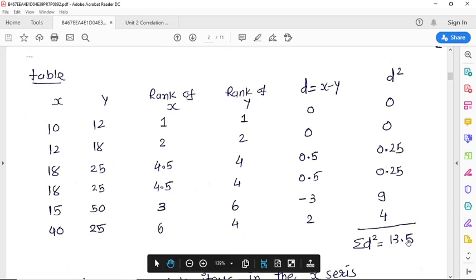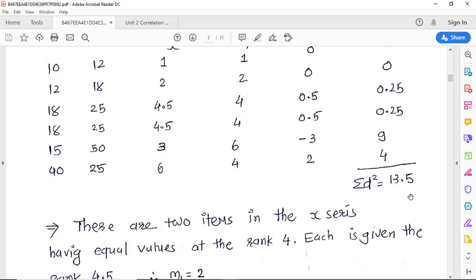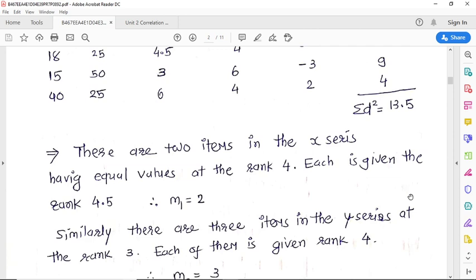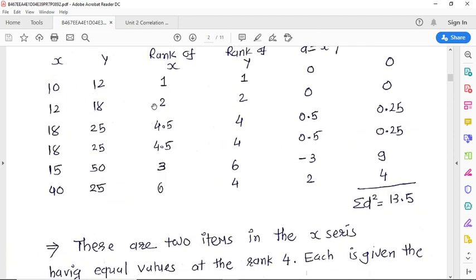And now in this formula we have two repetitions: one is 4.5 and the second is 4 in the column of y. So 4.5 is repeated 2 times in the rank of x.